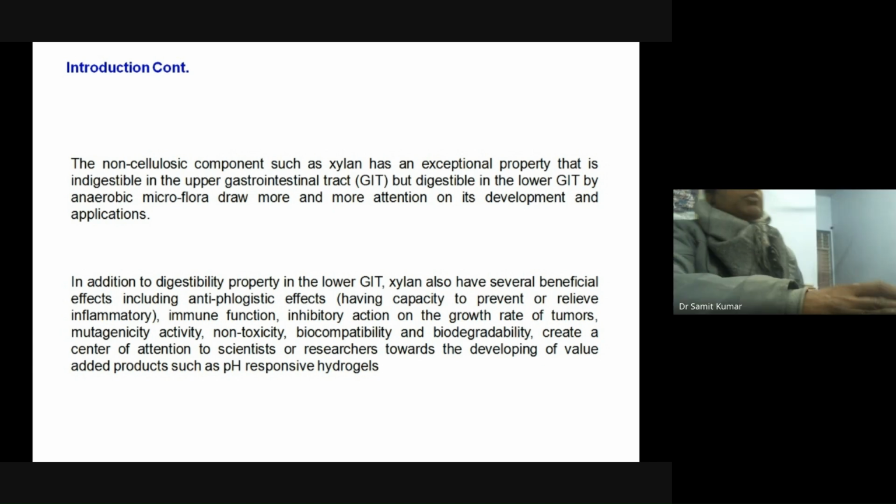Okay. This is the proposed methodology, in which corn cob is firstly chopped into small pieces, and then it is mixed.